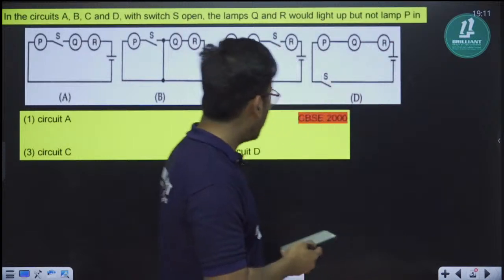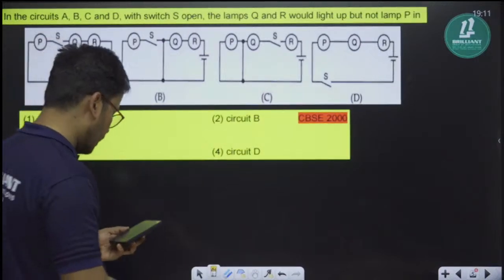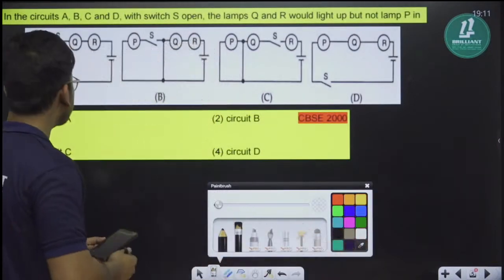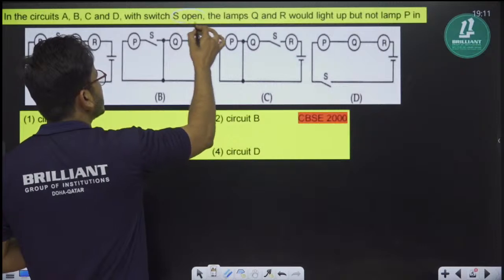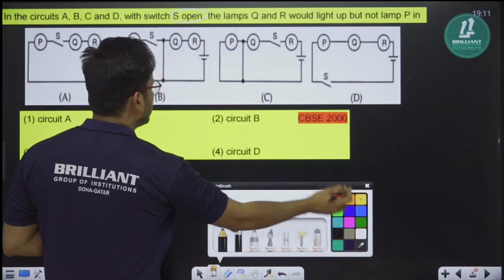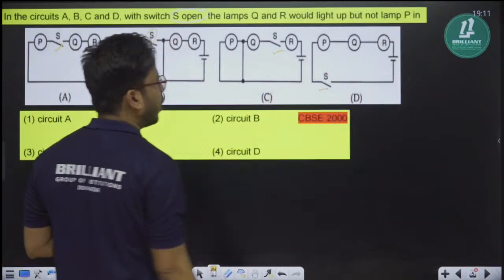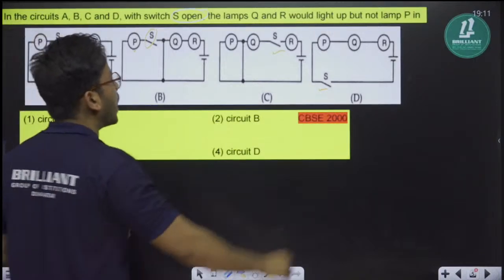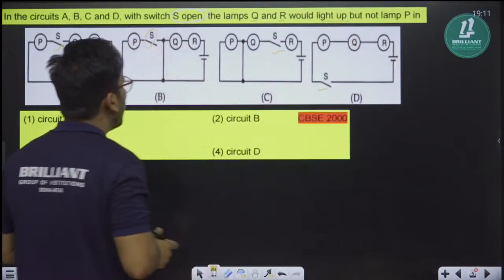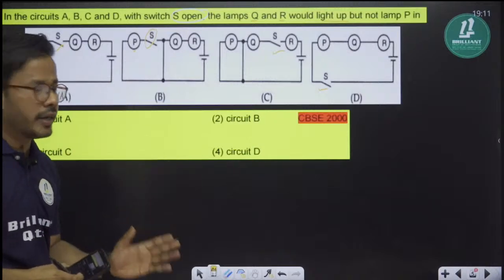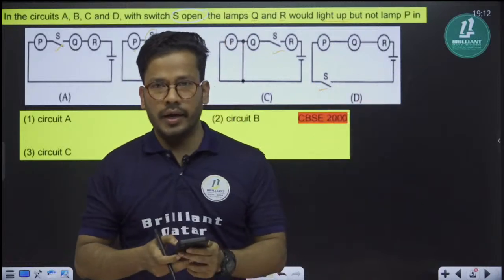All right, now I have this question for you. In the circuit ABCD, switch S is open. See the condition, switch S is open. Where is the switch? The switch is here, sir. Clearly you see in all four parts the S is open. The lamps Q and R would light up. Where will the Q and R light up?